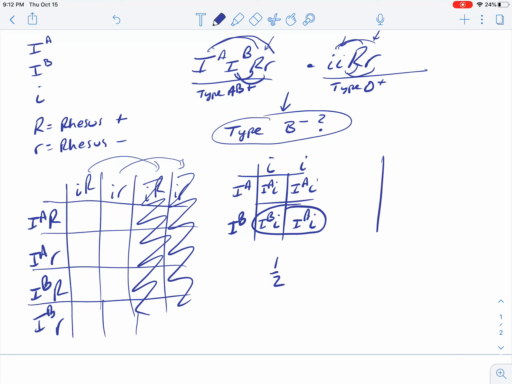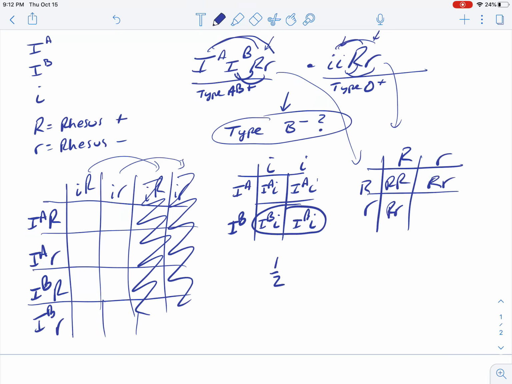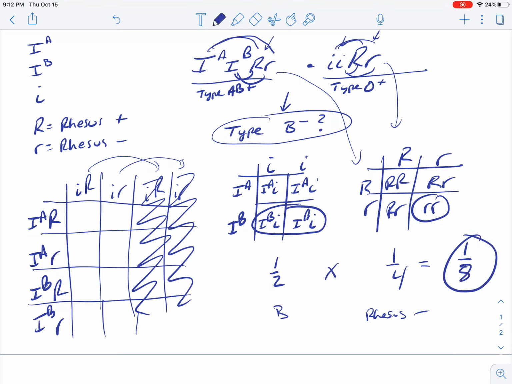And then I could also do a Punnett square for my rhesus antigen. Right? This parent is big R, little r. This parent's also big R, little r. And so for my rhesus antigen, the probability of being negative is just right here. It's just 1/4. So the probability of being type B is 1/2. The probability of being rhesus negative is 1/4. And if we multiply those two probabilities together, we get 1 out of 8, which is exactly what you would find if you did this Punnett square as well.